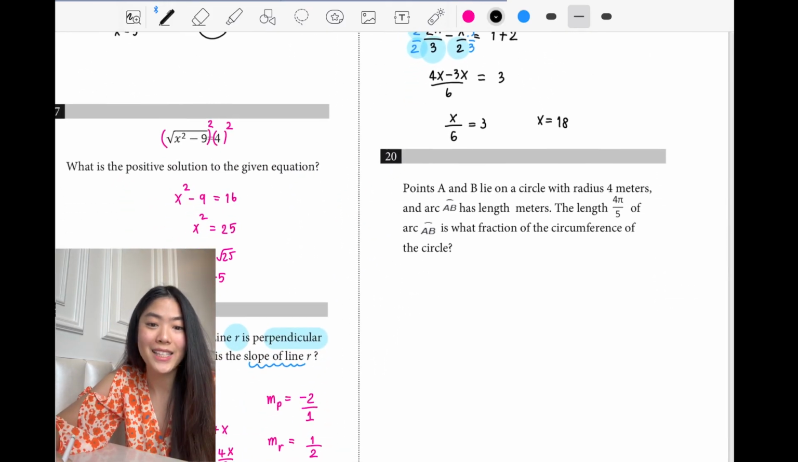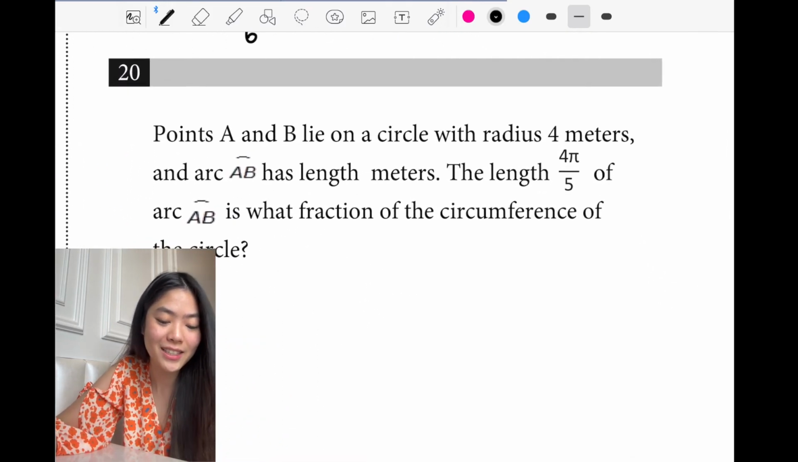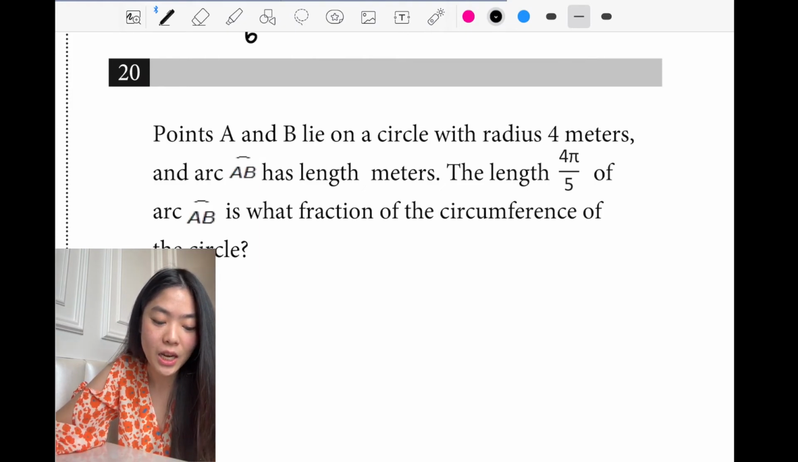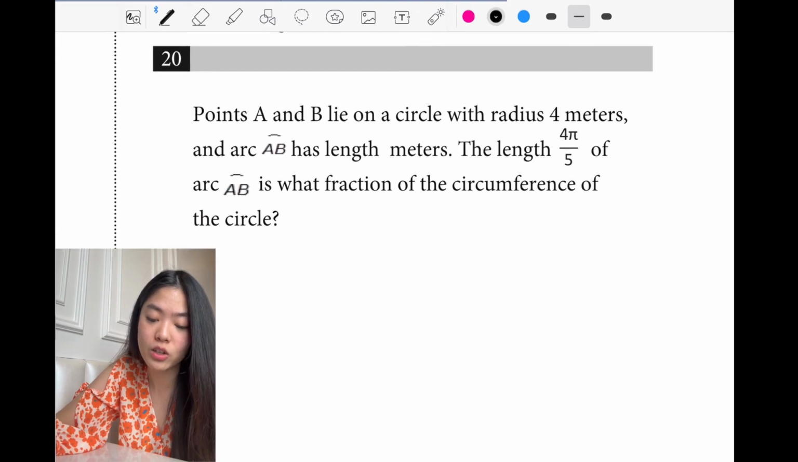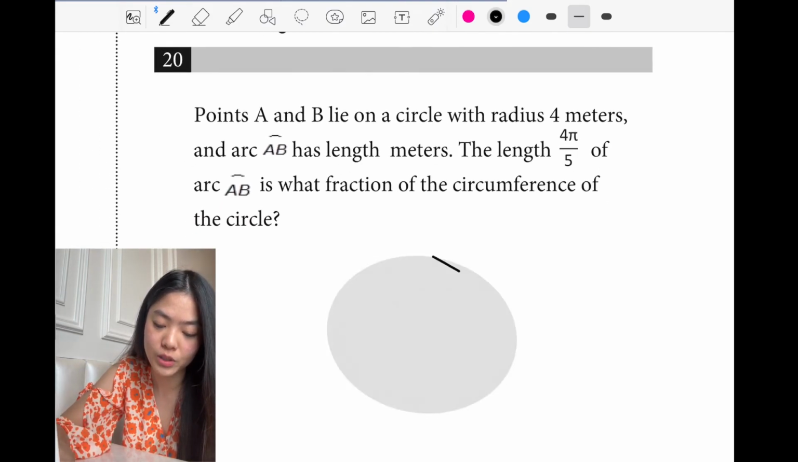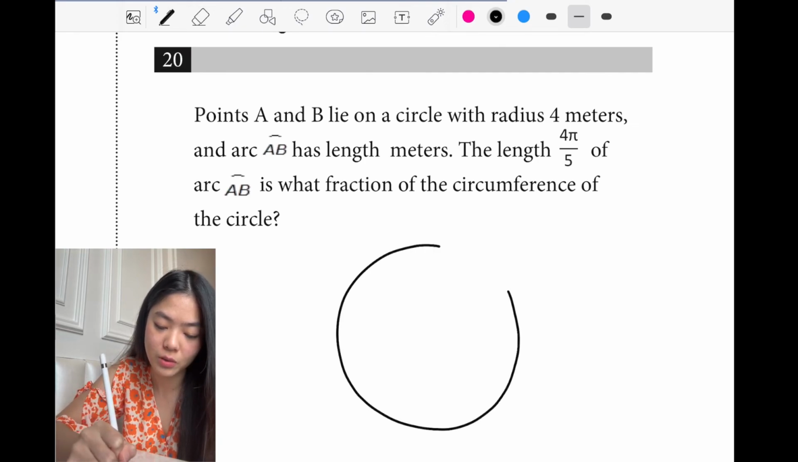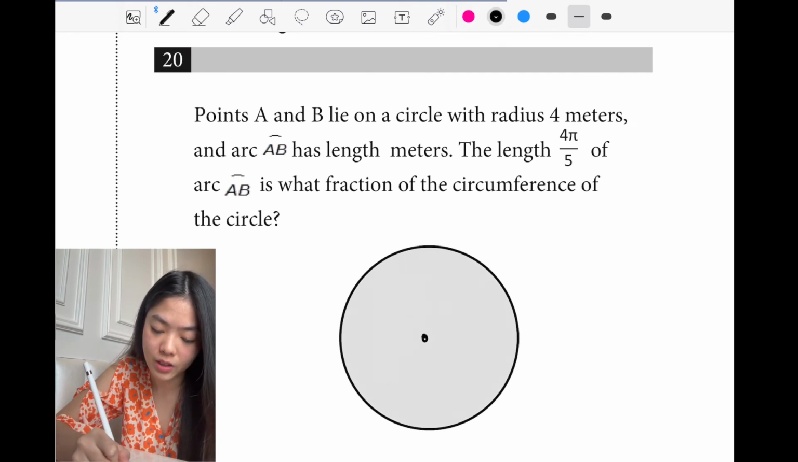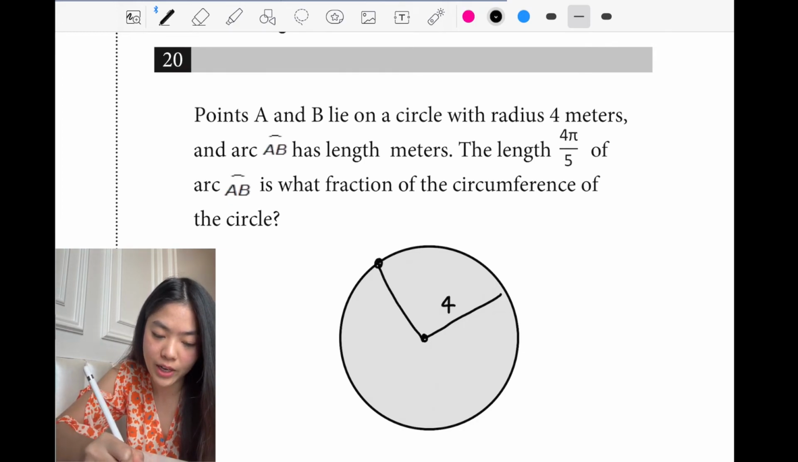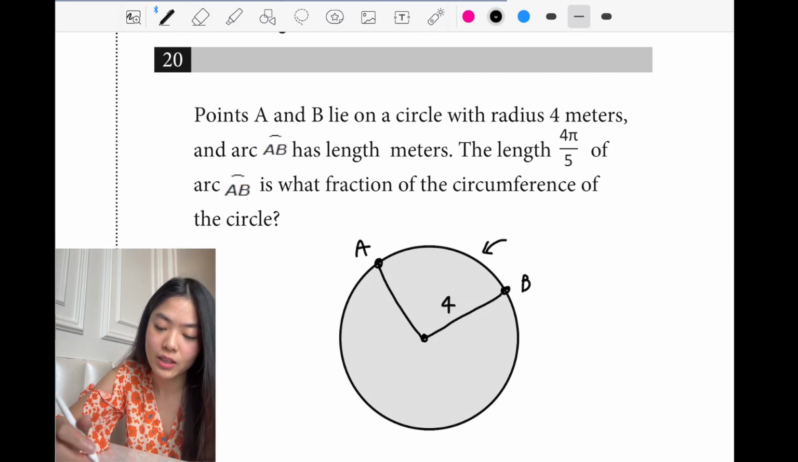Okay, last question in this non-calculator section. Question 20. Points A and B lie on a circle with radius 4 meters. Oops, it's not a circle, this one. Okay, here, radius 4 meters, and the arc AB, I will write A, B, and here's the arc length. The length is 4 pi over 5.